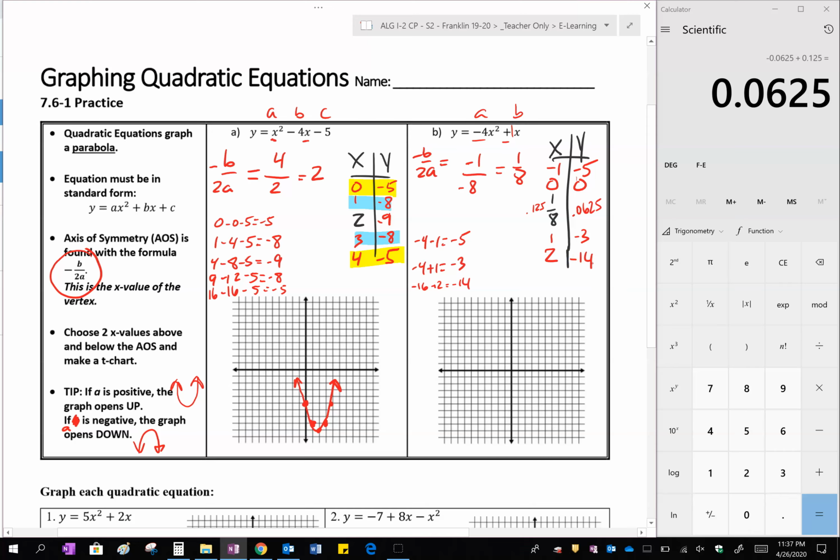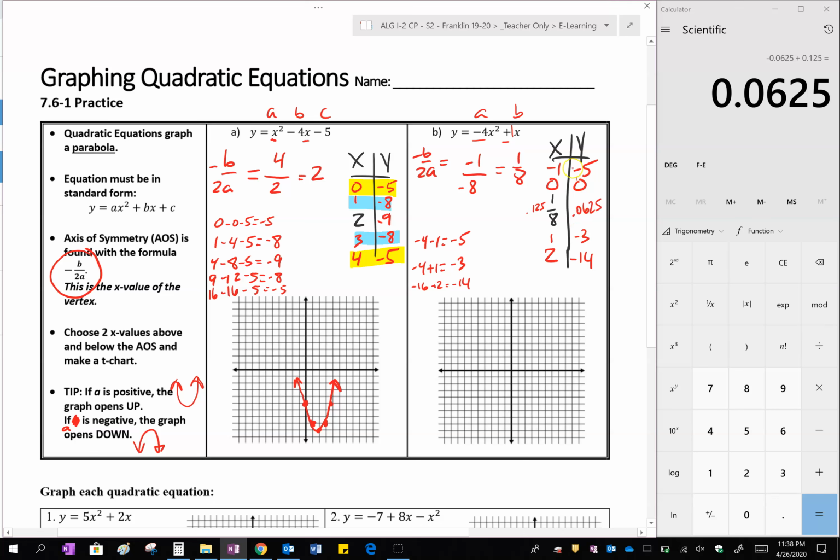Okay, so if your AOS is a fraction or a decimal, it is going to be a little different. So it's really nice when you have a whole number because then your graph is very symmetrical with the points that you put on. Our graph is still going to be symmetrical, just the points aren't going to be lined up quite as nicely.